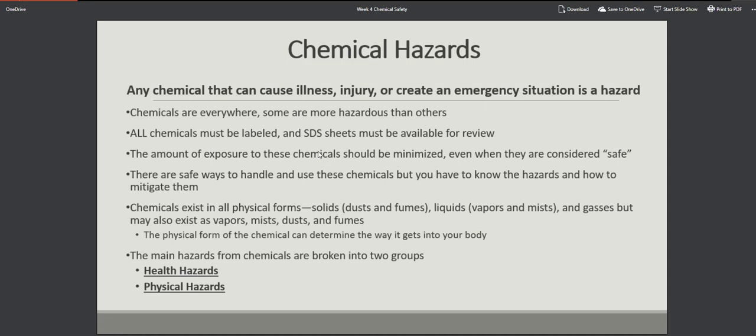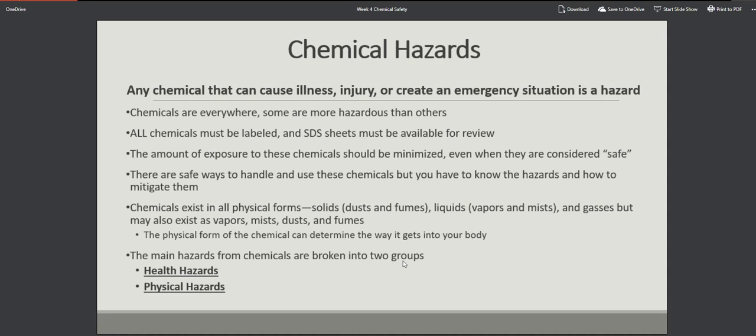Okay? The amount of exposure to these chemicals should be minimized even when they are considered safe. So, how do you know if they're safe or not? The first thing you can do is, number one, find the SDS sheet, right? On the SDS sheet, it will tell you whether it's considered safe and what the flash point is, and then you can start to figure out from that point how safe it is and so forth. There are safe ways to handle and use these chemicals, but you have to know the hazards and how to mitigate them.